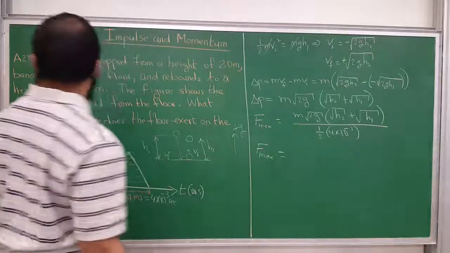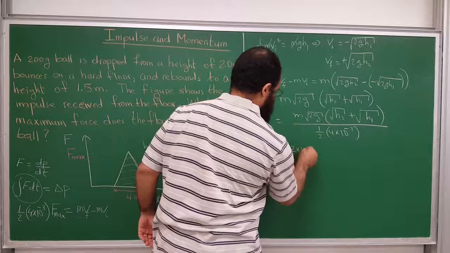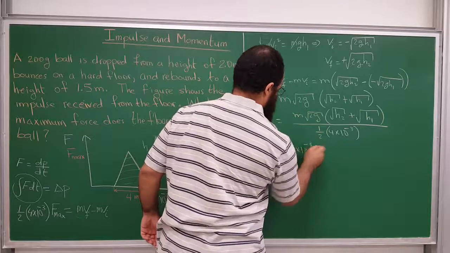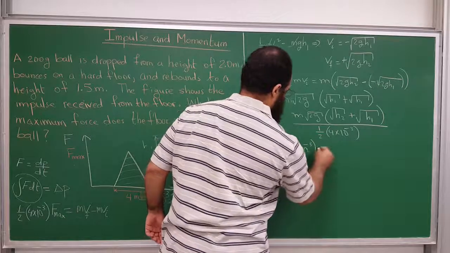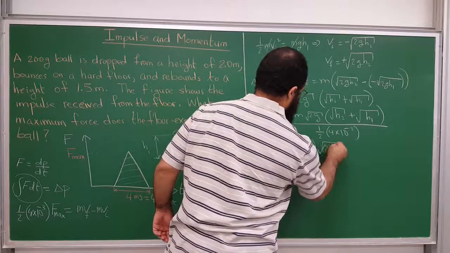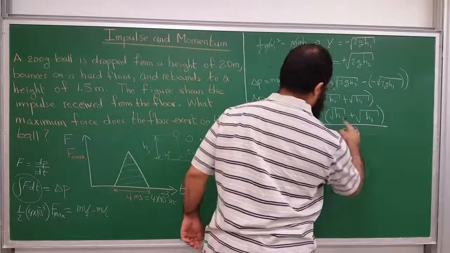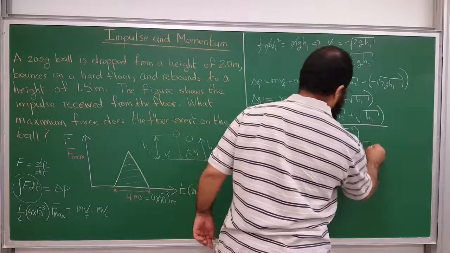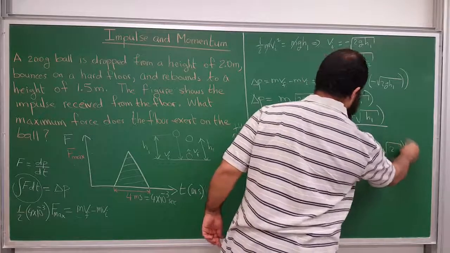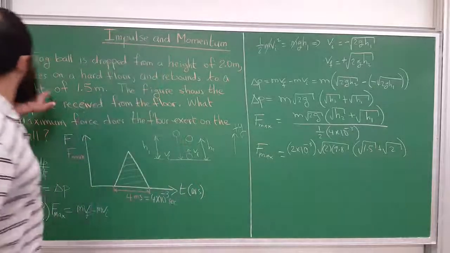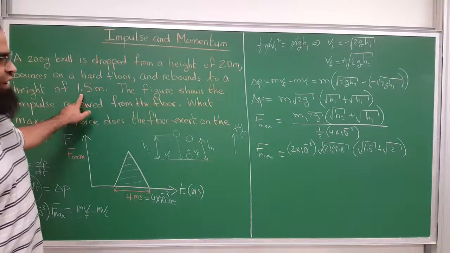The mass is a 200 gram ball, so 2 times 10 to the minus 3, that's the mass of the ball. And then the square root of 2 times 9.8 for g. And then h2 was 1.5, so the square root of 1.5 plus the square root of 2 for h1. h1 was 2 meters. h2 was 1.5.